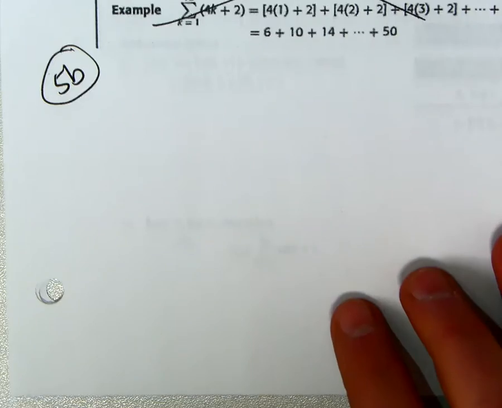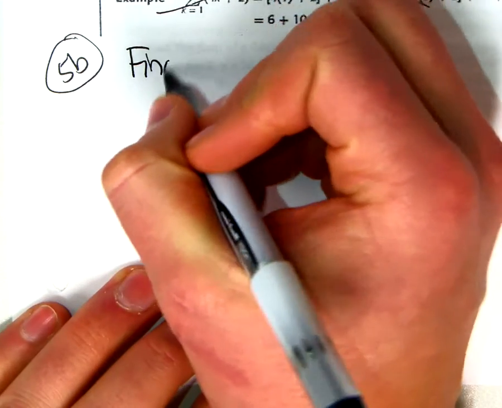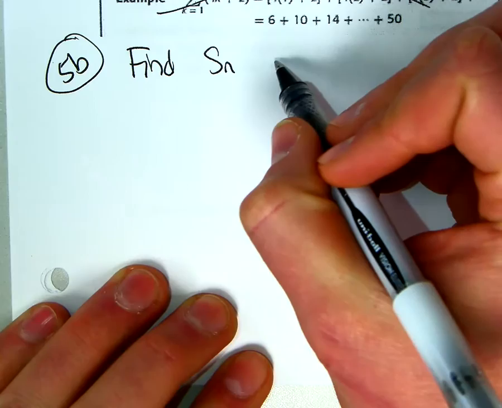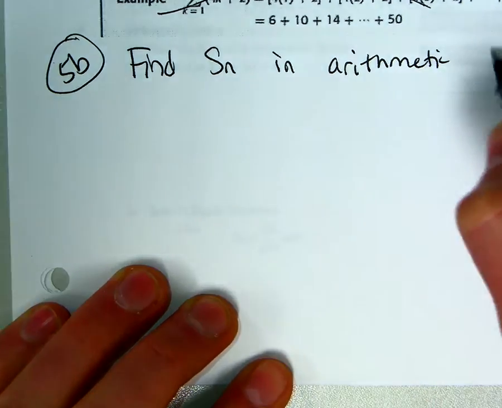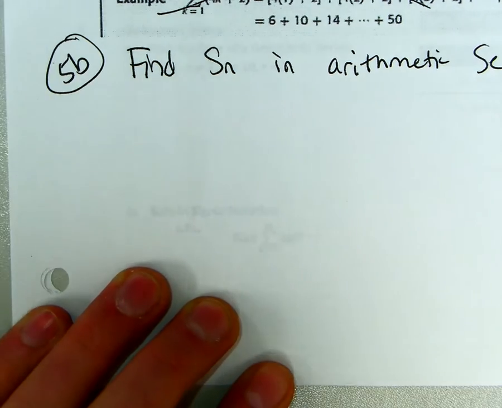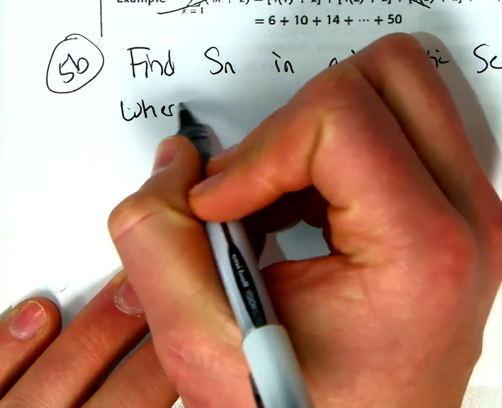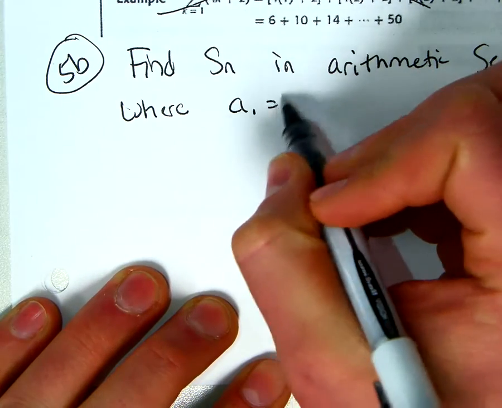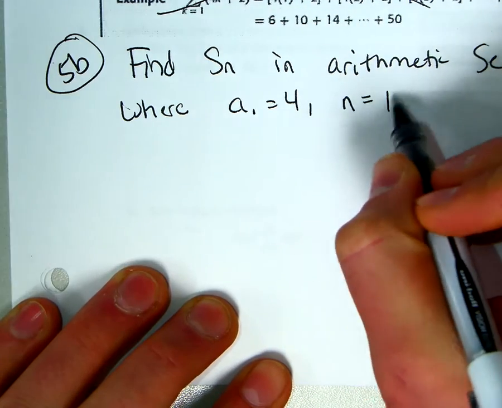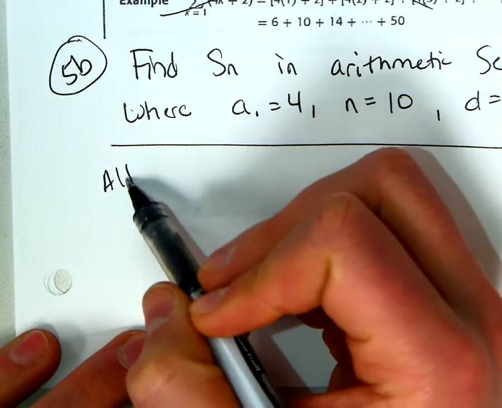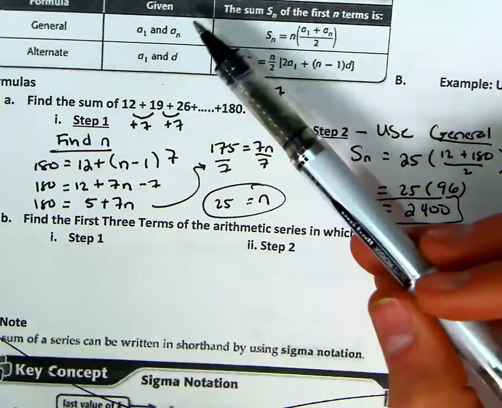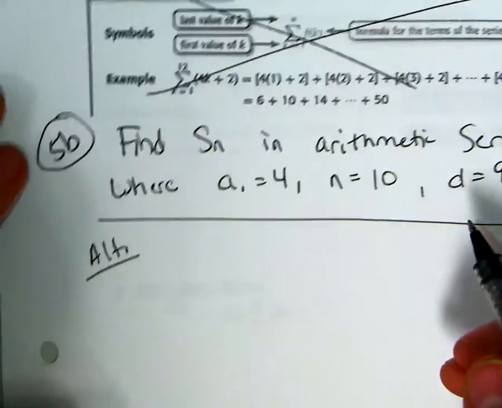All right, so our last example is going to be our first one on the bottom here. And this is going to be find Sn in arithmetic. You want to make sure that it says arithmetic, because tomorrow we're going to worry about geometric. So find Sn in an arithmetic series where A1 equals 4, n equals 10, and d equals 9. This time I'm going to use the alternate, because I don't have AN at all.